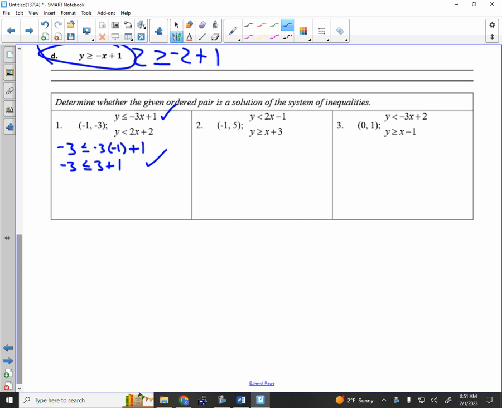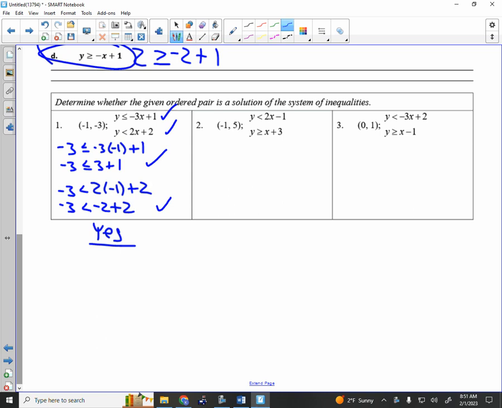Then I try negative 3 less than 2 times negative 1 plus 2. Is negative 3 less than negative 2 plus 2? Yes, it is. So this is a solution to the system of inequalities.